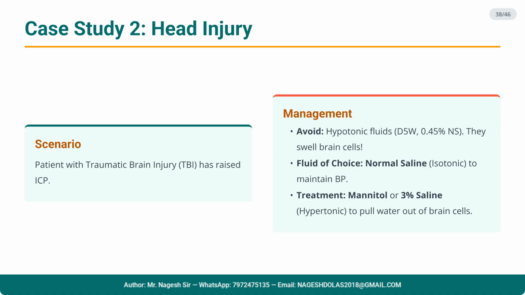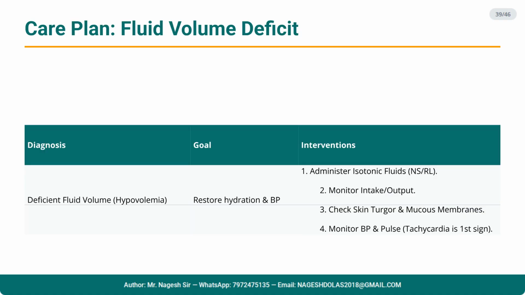For a patient with a traumatic brain injury and raised ICP, hypotonic fluids like D5W must be avoided. Normal saline is used to maintain blood pressure, and treatment includes mannitol, or 3% saline to pull water out of the swollen brain cells. A care plan for fluid volume deficit includes nursing diagnoses, goals, and interventions, focusing on monitoring for signs of dehydration, increasing fluid intake, and administering IV fluids as ordered.